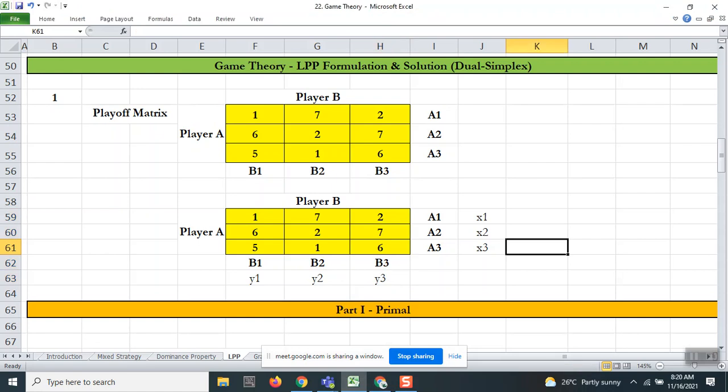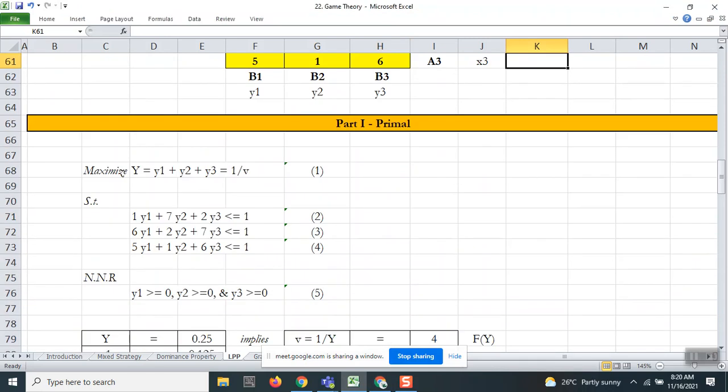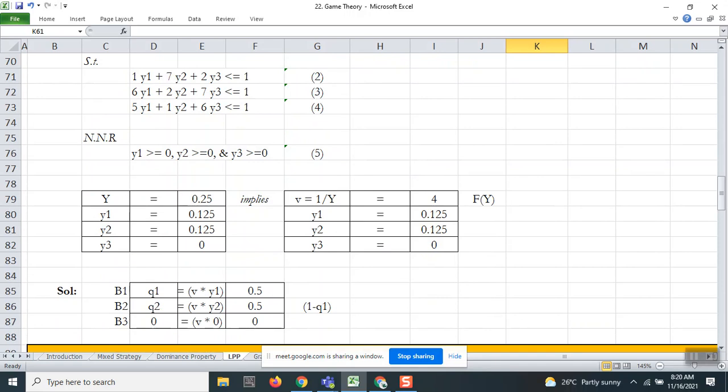So that's the analogy using primal. This is the first part: we need to do the dual to find out the value of p1, p2, which is the value of a1, a2, and a3, something like that, and in both cases you get the same value of the game, right? That's a very important, significant feature of this LPP.